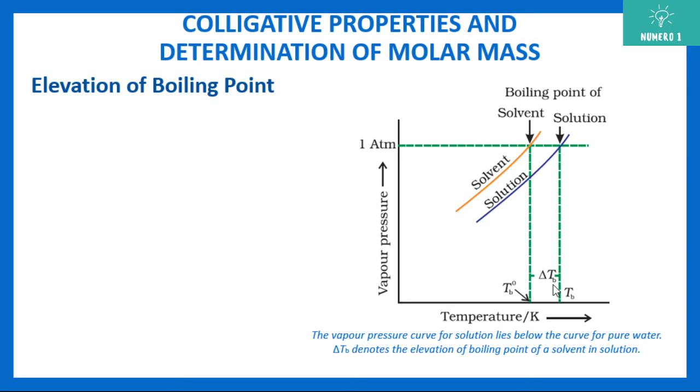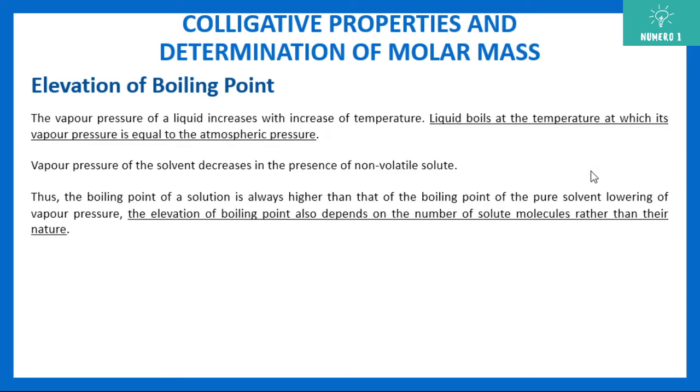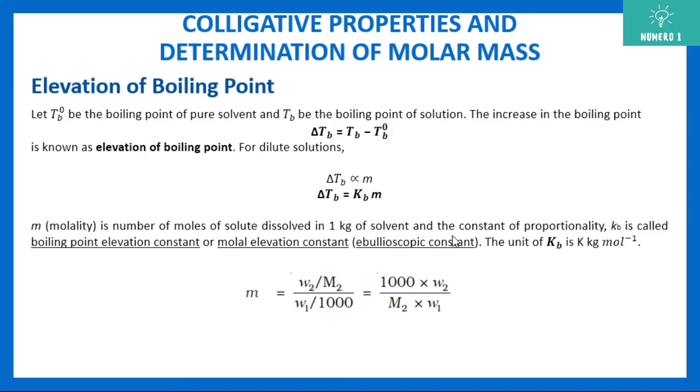Okay, so we saw the definition. We also know that the vapor pressure of the solvent decreases in the presence of a non-volatile solute. Now, here you should note that the elevation of boiling point depends on the number of solute molecules rather than their nature. Again, we will do the derivation. So here, this is TB minus TB naught, which is actually delta TB. Now, delta TB is the elevation in boiling point.